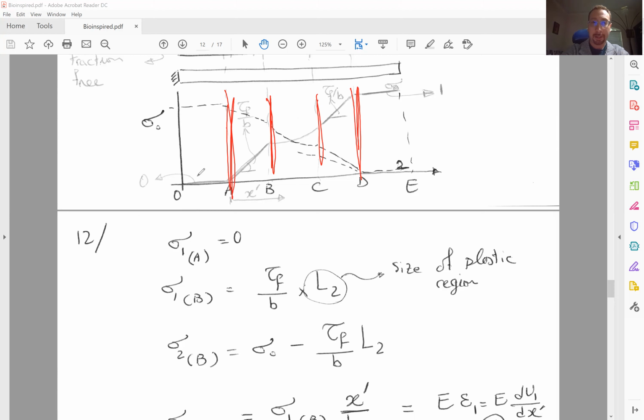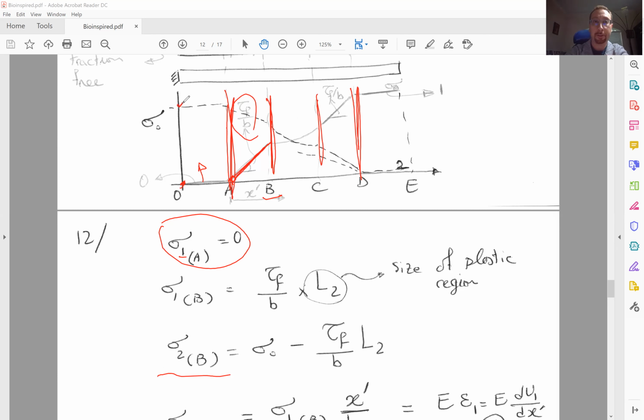As I explained earlier, in this region sigma is constant from equilibrium, and because it's 0 here, it has to be 0 here. That is sigma 1. Now, in B, in this region, it goes up with this slope, and the length of the region AB is L2, so sigma 1 at B is going to be 0 plus tau F over B times L2. This is in 1. In 2, we have the mirror effect of this.